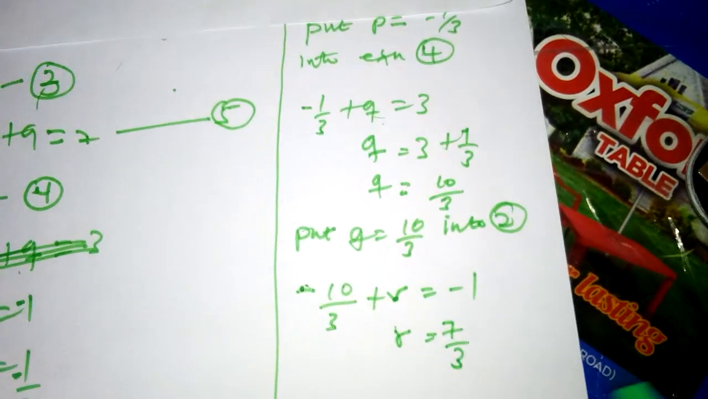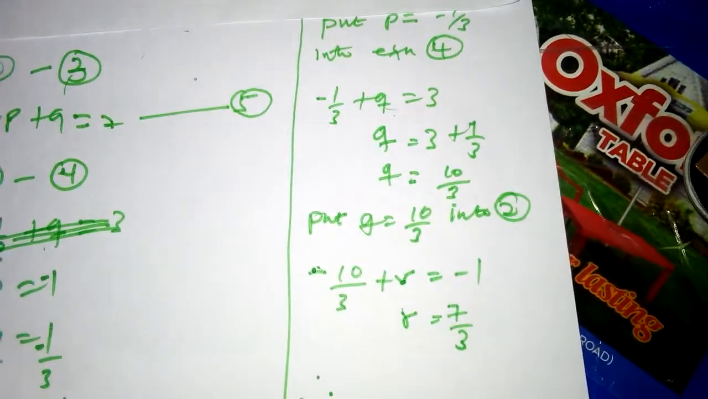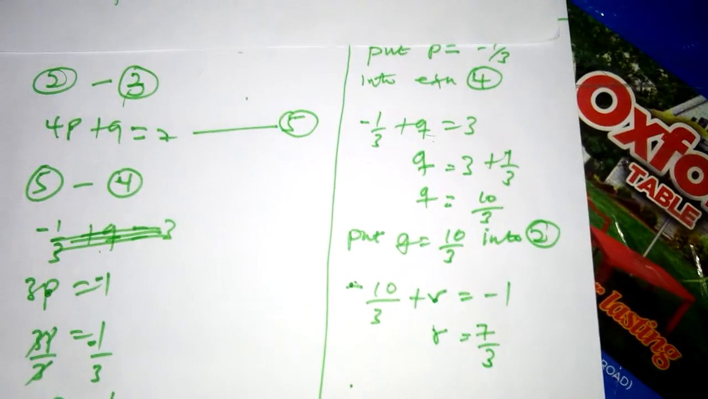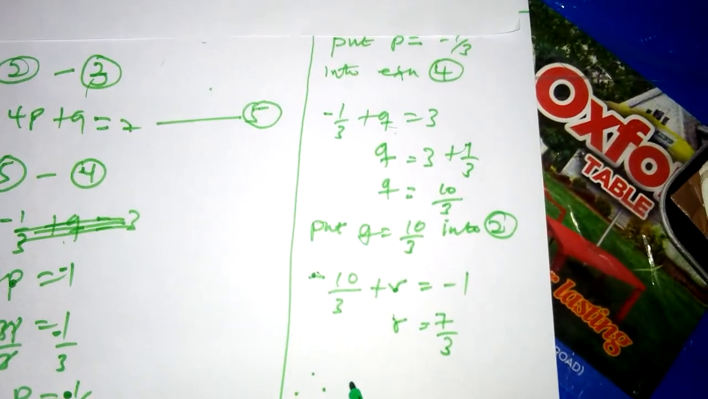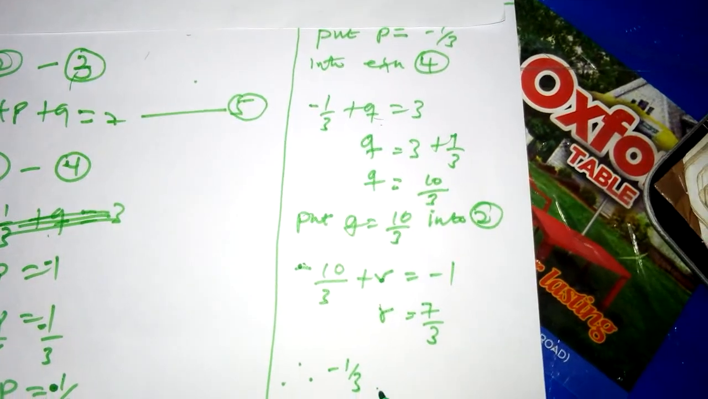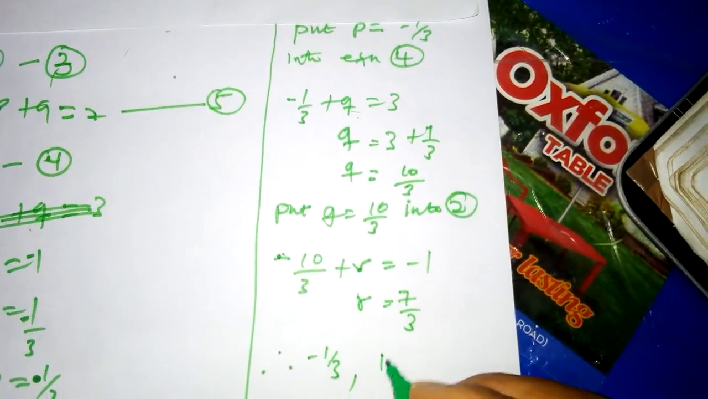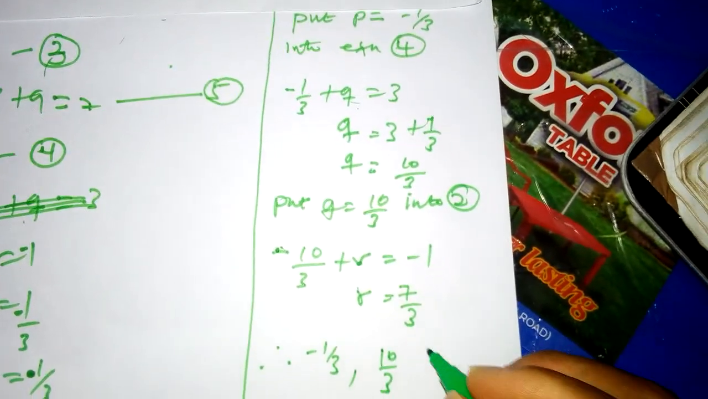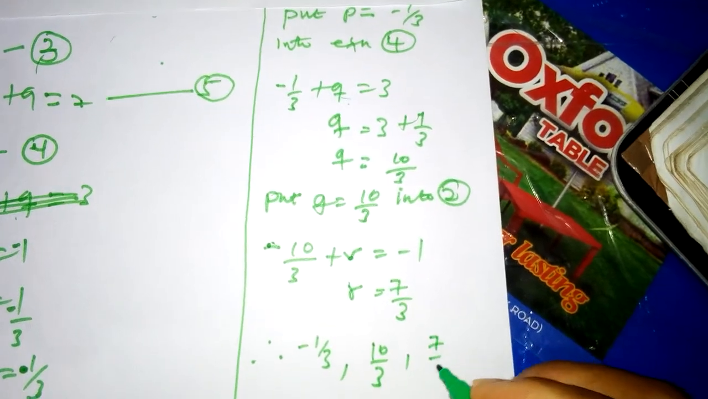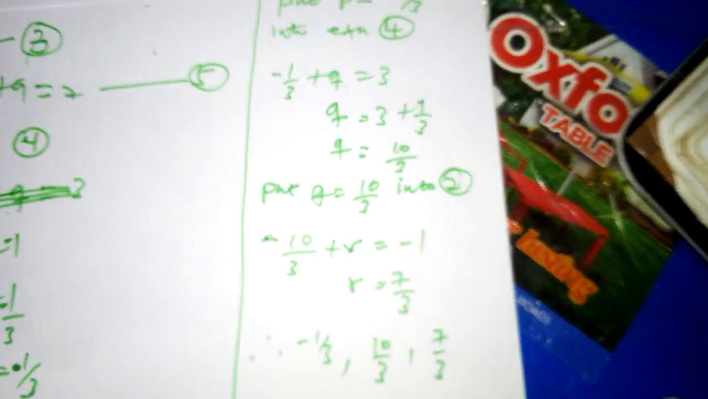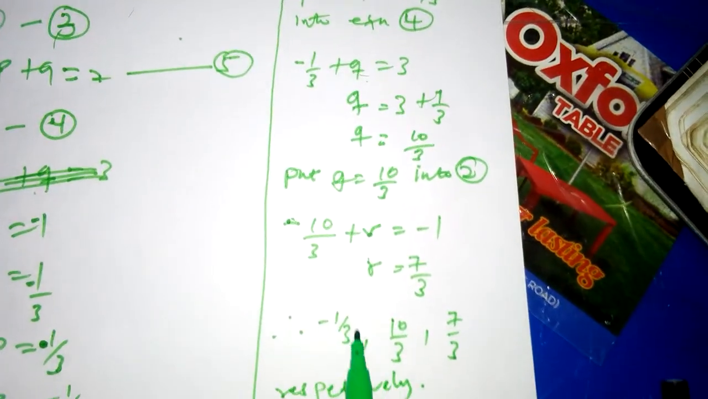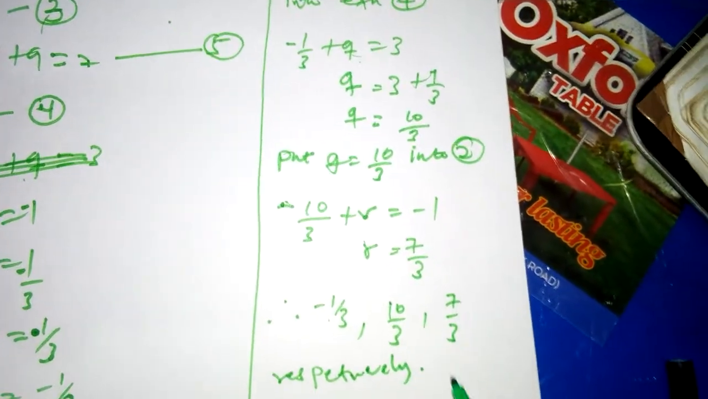I simplify R and I get R to be 7 over 3. Therefore, the values of P, Q, and R are negative 1 over 3, 10 over 3, and then 7 over 3 respectively. So it means that P is this, Q is this, and R is this.